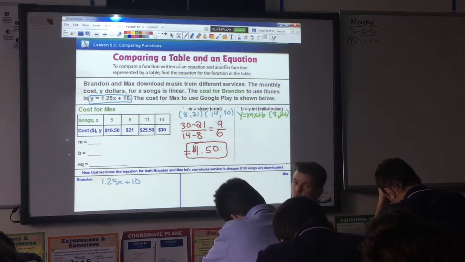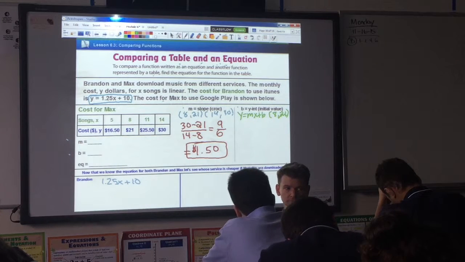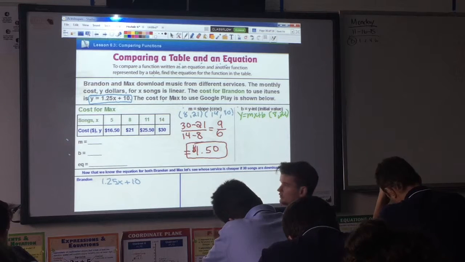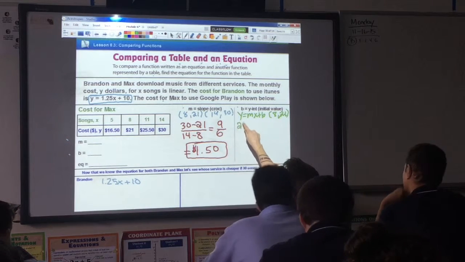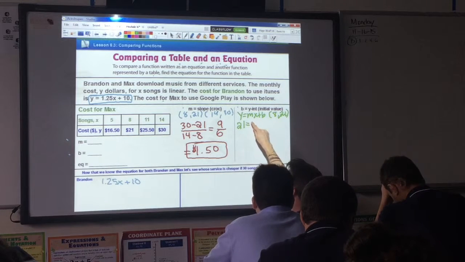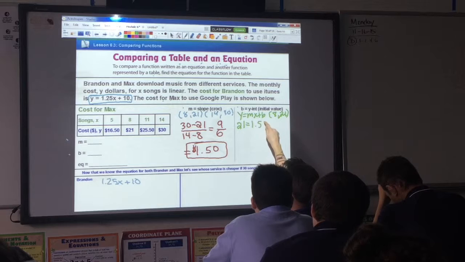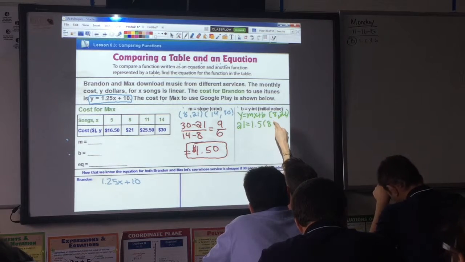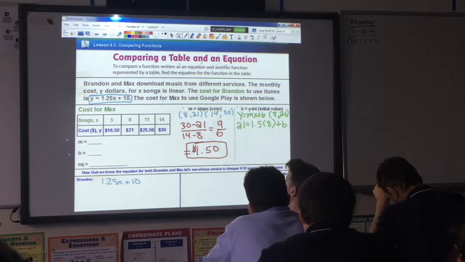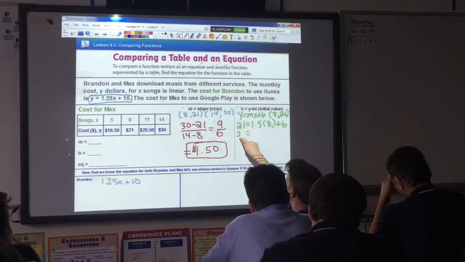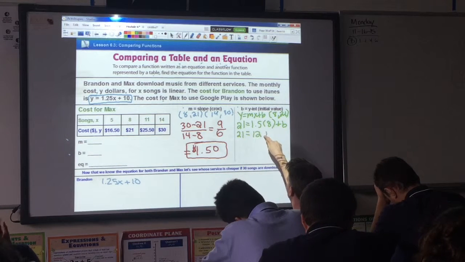Lucas, what goes in for y? 21. 21 is my y. That goes here. 21 is equal to, and what's my slope, guys? 1.5. We can just write 1.5, we don't need the 0 here. 1.5 times what? 8. Good job. Plus b. And anybody tell me what is 1.5 times 8? 12. So we get 21 is equal to 12 plus b.